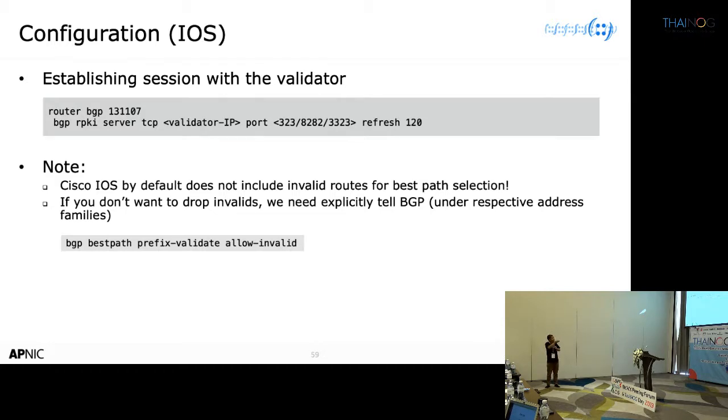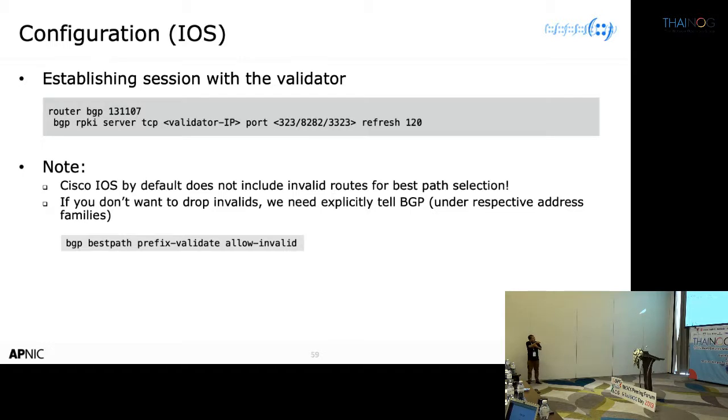Routinator, I like how Routinator uses port 3323, because the RFC says use port number 323. Routinator guys are all developers. They realize that if they run it with port 323, they need root access. So they say, but the RFC says 323, so they add an extra 3. It's a non-standard port, but I still follow the RFC.